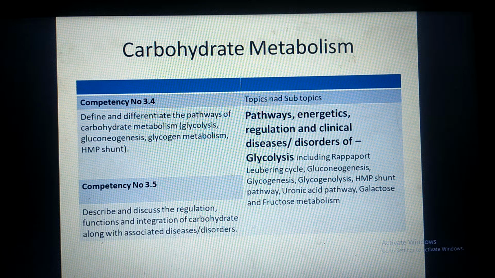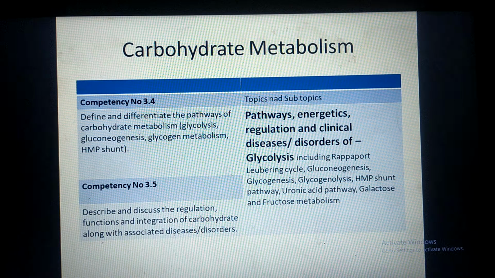Good morning, students. We will continue the topic carbohydrate metabolism. Today's competency is competency number 3.4 and 3.5. In these two competencies, we are studying various pathways of carbohydrate metabolism.